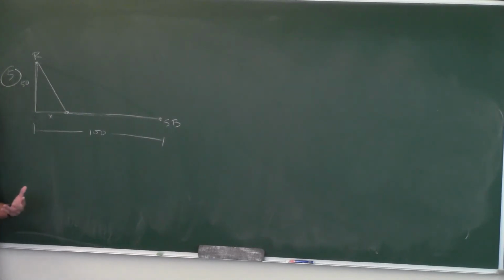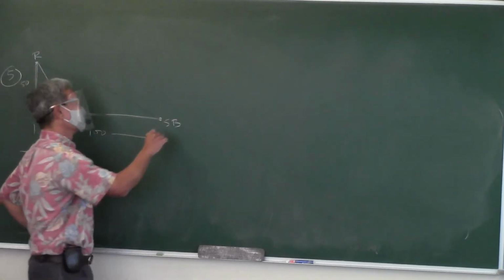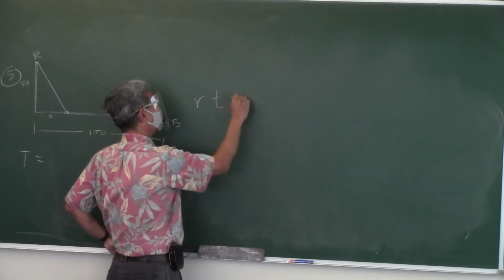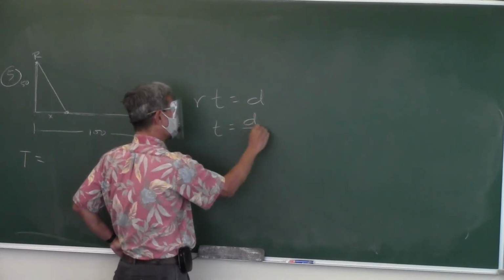Okay, so what do you need to know? What are we trying to maximize or minimize in this problem? The distance? The time. Okay, so we want to write a function for time so that I can graph it on my calculator. Well, what do you have to know in this problem? Rate times time equal distance. Therefore, time is equal to distance over rate.